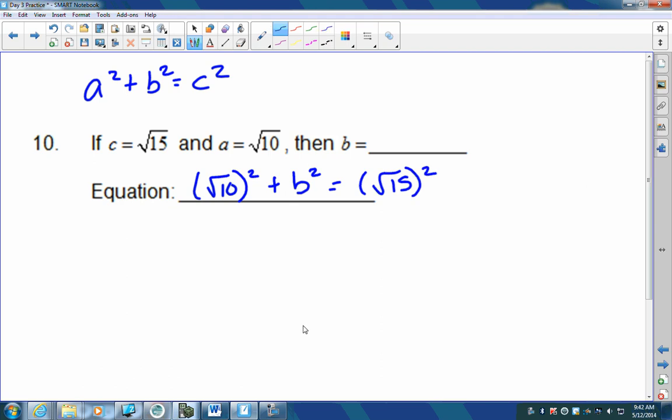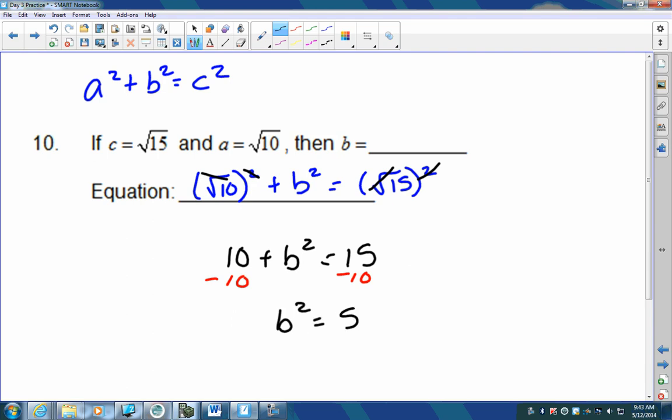When you're trying to simplify it, what y'all need to understand is that the square root takes away the squared. So when those cancel each other out, I get 10 plus b squared equals 15. So to solve this, I subtract 10 from each side. I get b squared equals 5. To get rid of my squared, I take the square root of each side, and I get b equals the square root of 5. 5 is as low as it can go, so when you go up here to b, your answer is just the square root of 5.